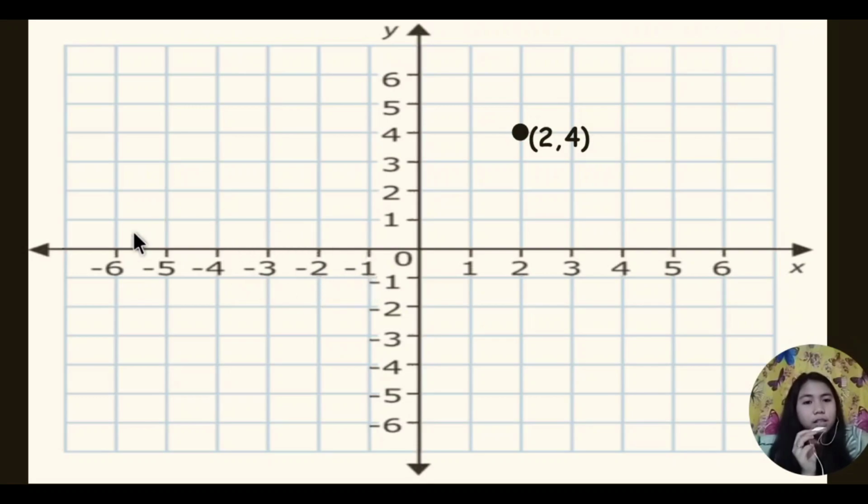So, we are on the negative side. We count 5: 1, 2, 3, 4, and 5. Then we count 6 upward because 6 is our y-coordinate: 1, 2, 3, 4, 5, 6. And here is our point of negative 5 and positive 6.